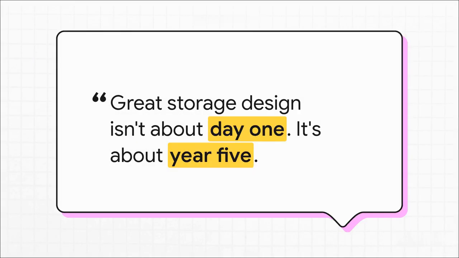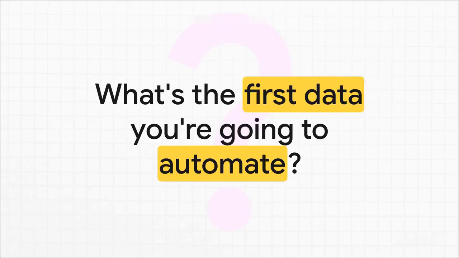This kind of thinking is what separates good architecture from truly great architecture. Great storage design isn't about how it works on day one. It's about how it performs, how it scales, and how much money it saves you in year 5. And that's really how you build cloud storage that's made to last. So the question I'll leave you with is this. Looking at your own projects, what's the first piece of data that you're going to automate?